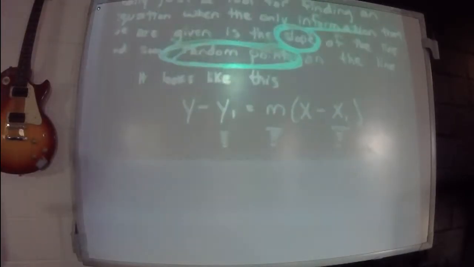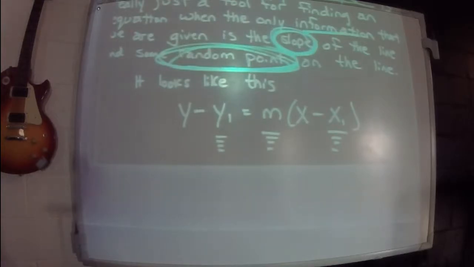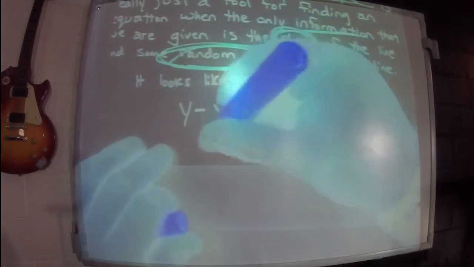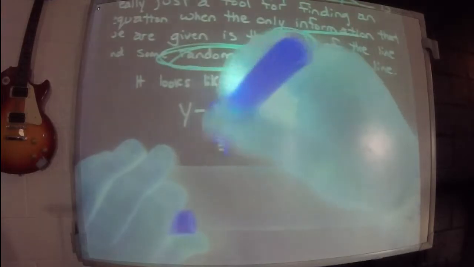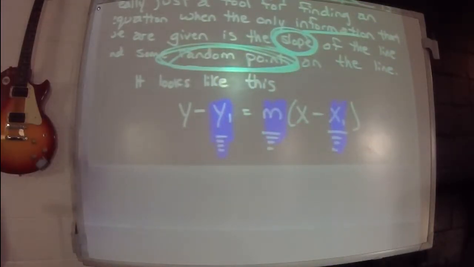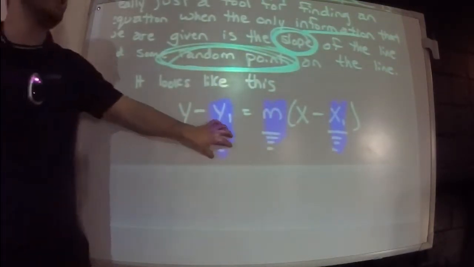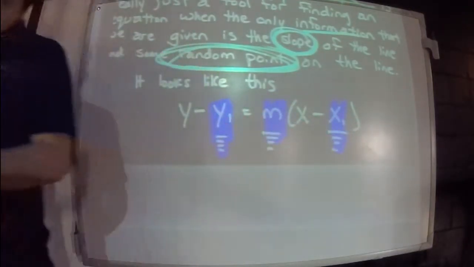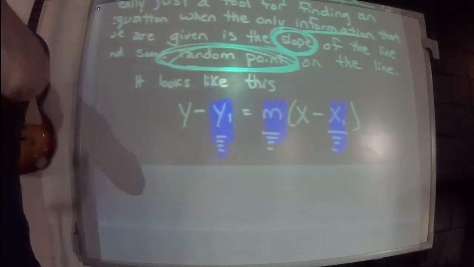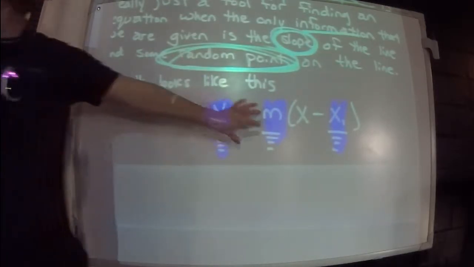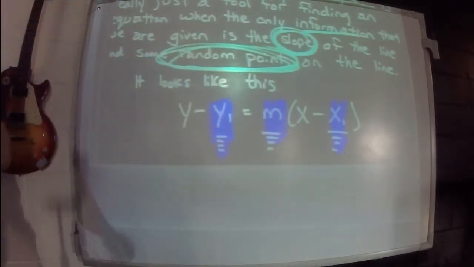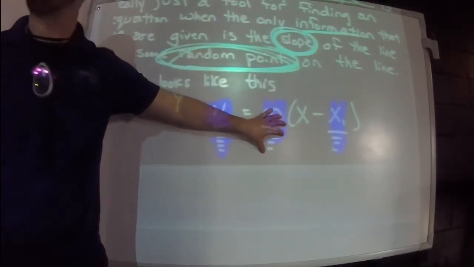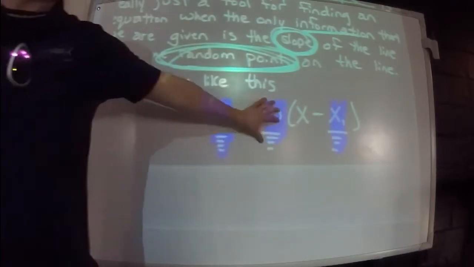So here's what it looks like. Y minus y1 equals m, x minus x1. And I've underlined 3 pieces of this. The reason I've underlined here, here, and here is because you're going to be given a slope. Whatever that slope is, you put it right here where the m is. It's the same letter. M means slope in y equals mx plus b. M means slope in this. Y minus y1 equals m, x minus x1.